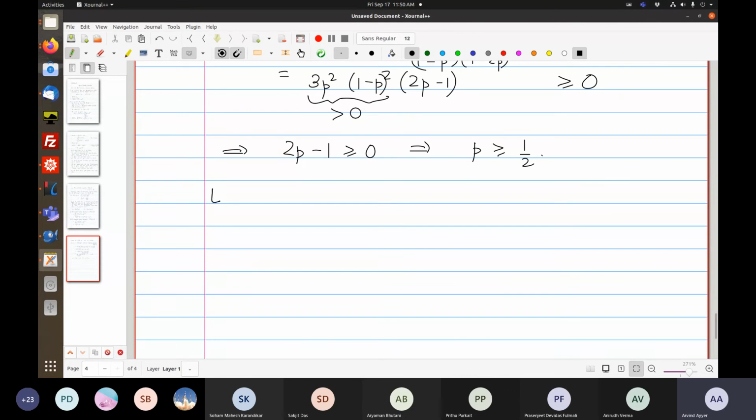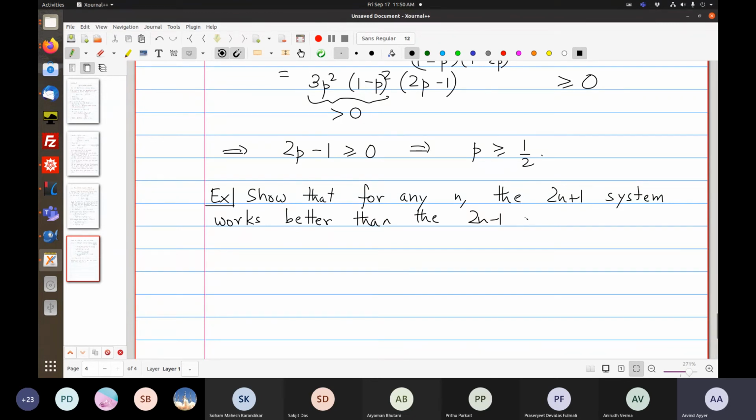And as an exercise, show that for any n, the 2n plus 1 system works better than the 2n minus 1 system.